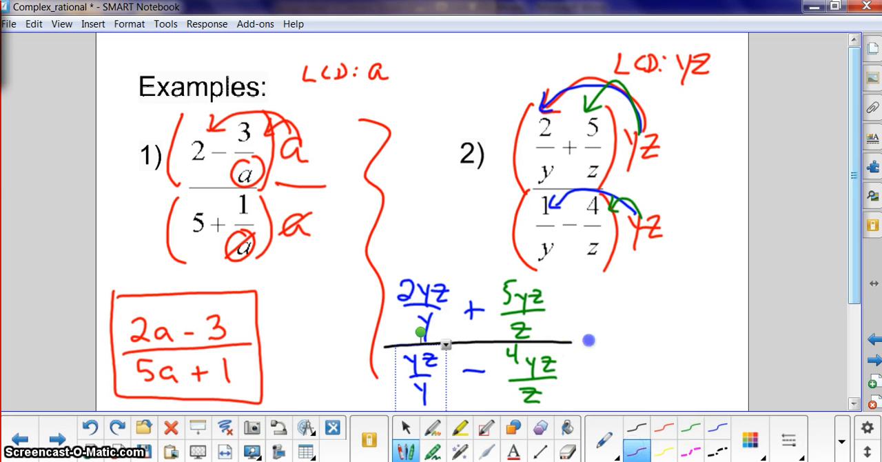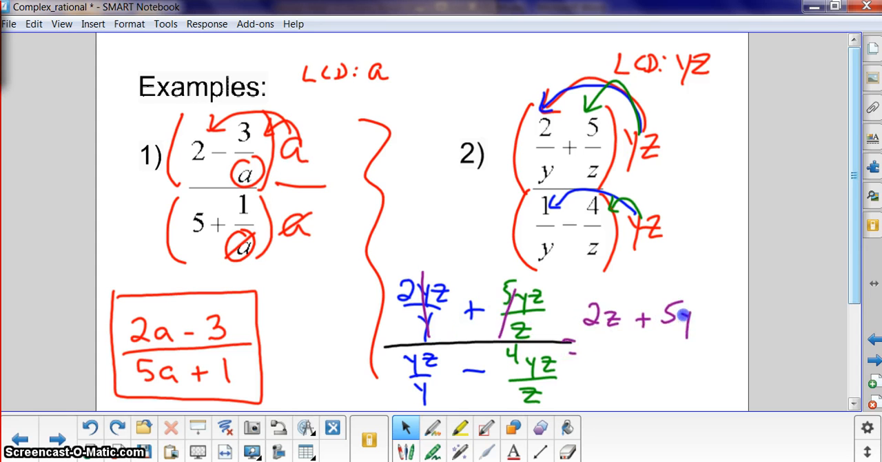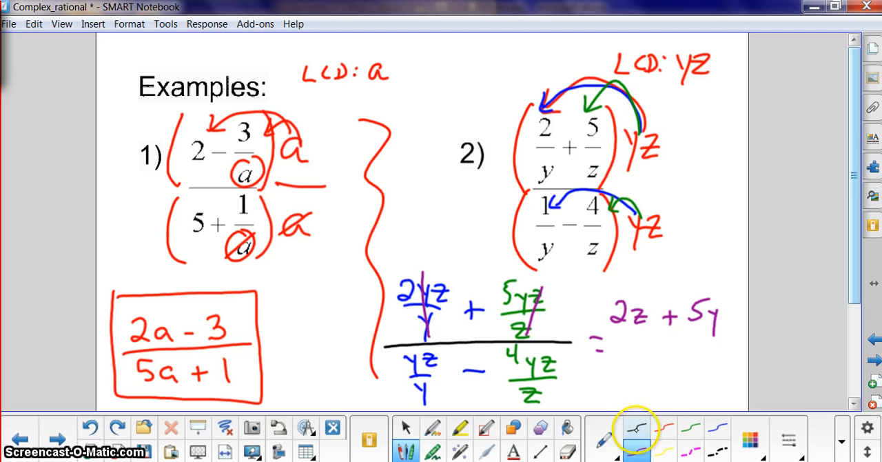So let's clean this up a little bit. So the y's cancel out, and I have 2z, bring the plus sign. The z's cancel out, I have 5y. Divided by, and let's see what happens here. The y's cancel out, and I'm left with z minus 4y. Now this is done.